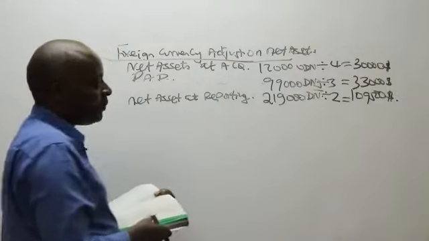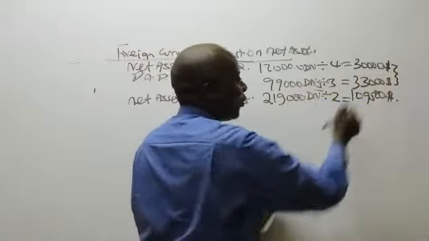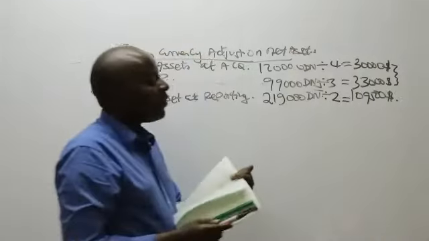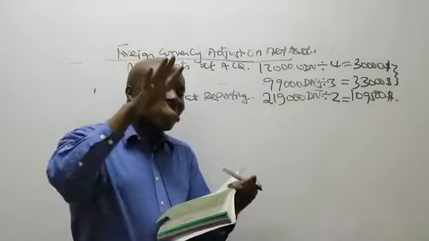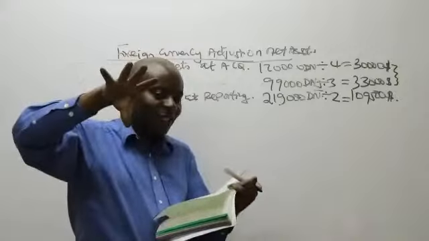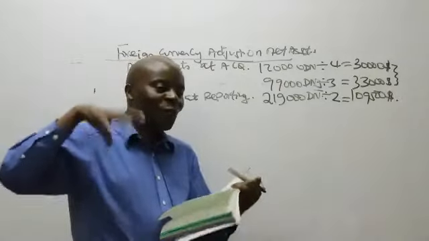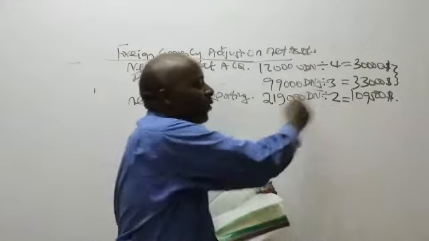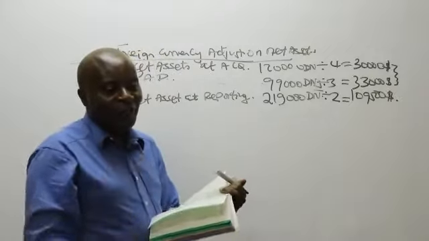Now I would want you to tell me something. At the end of the day, you are required to add the 2. When you add the 2, you get 30,000 plus 33,000, giving you 63,000. That is the value our assets were supposed to have. But because of the translation differences, our net assets at the end of the year have a different value.